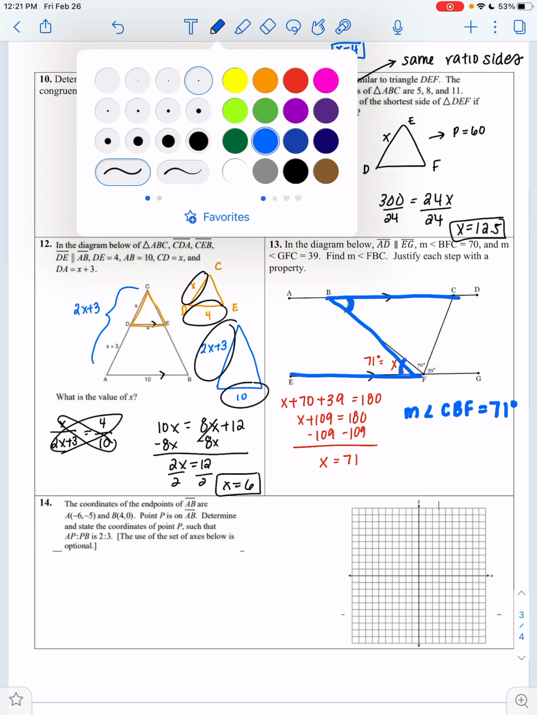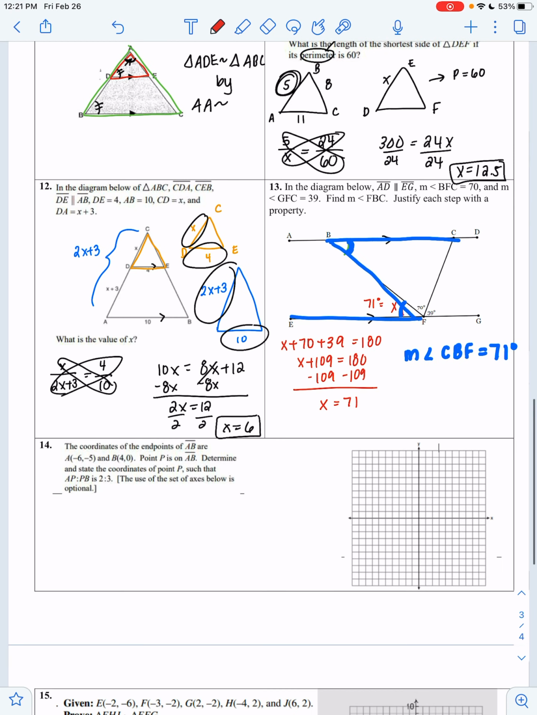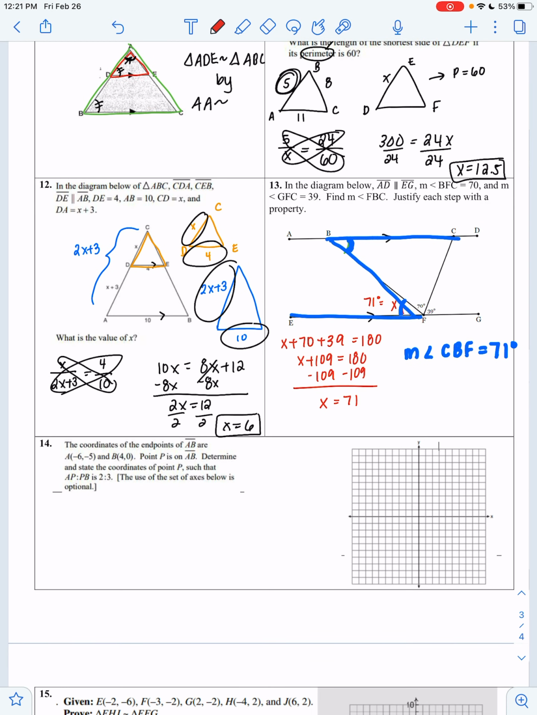Okay, question 14. The coordinates of endpoints A, B are A (-6, -5) and B (4, 0). Point P is on AB. Determine and state the coordinates of point P such that AP to PB is 2 to 3. The use of the set of axes below is optional. So I'm going to do this algebraically. We want 5 pieces, right, because that's our ratio.